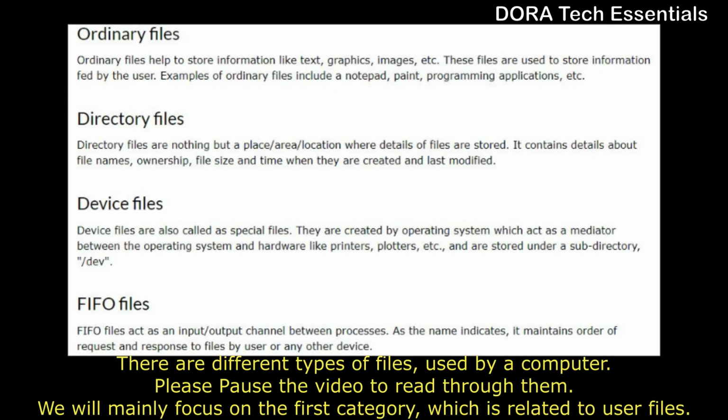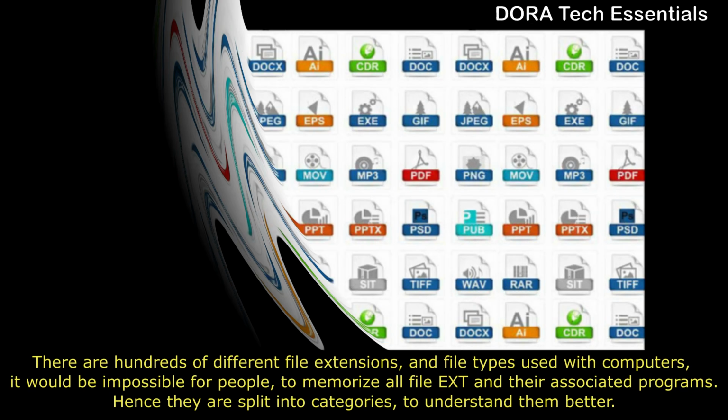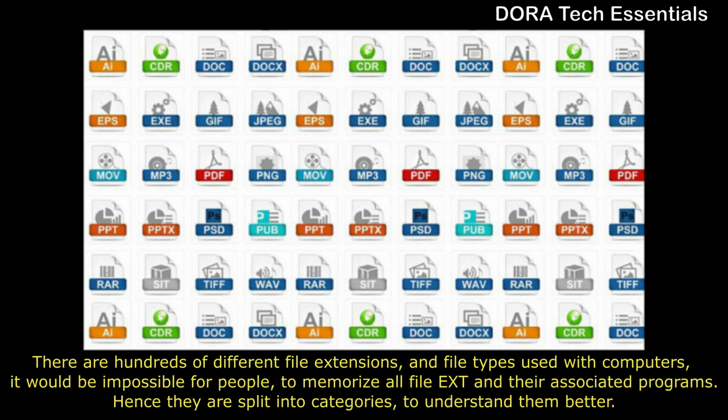file. There are different types of files used by a computer. Please pause the video to read through them. We will mainly focus on the first category, which is related to user files. There are hundreds of different file extensions and file types used with computers. It would be impossible for most people to memorize all file extensions and their associated programs. Hence they are split into categories to understand them better.